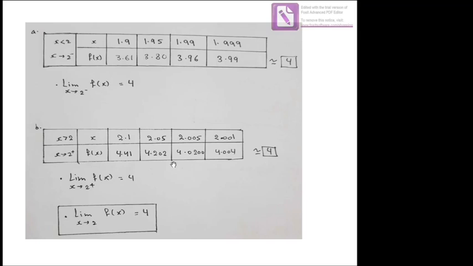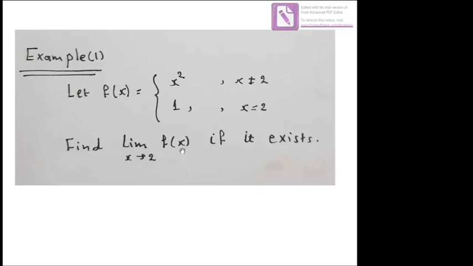So now if you approximate this value, it is approximately 4. We conclude that the limit of our function f(x) when x approaches 2 from the right is equal to 4. So since the limit from the left is equal to 4 and the limit of the function when x approaches 2 from the right is equal to 4, we can conclude that the limit of our function f(x) when x approaches 2 is equal to 4.